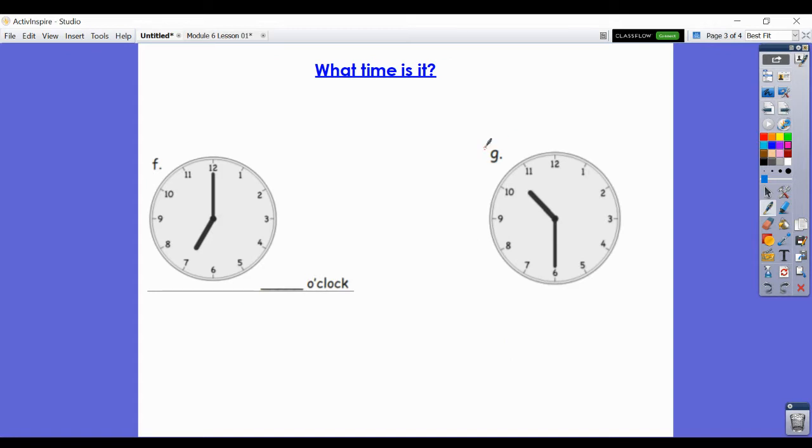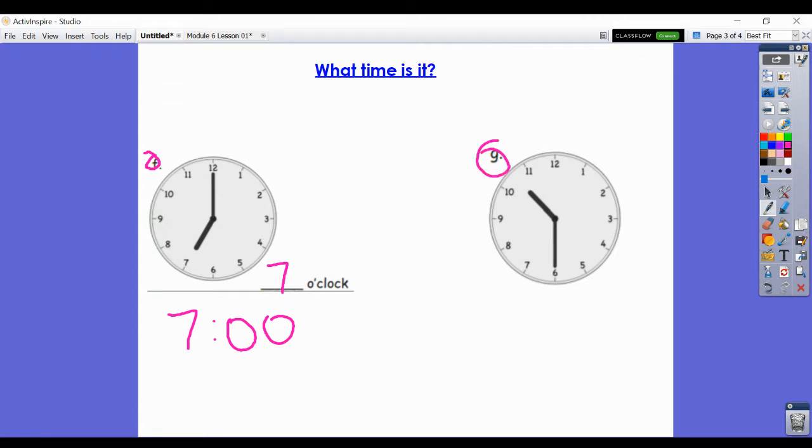So now, this one, it says what time is it? So for F, we need to look at our short hour hand. Where's our short hour hand pointing to? Our short hour hand is pointing to 7. So our hour is 7. Then our long minute hand is pointing to 12. So that means that no minutes have passed. So it is 0, 0. It is 7 o'clock. So these are 2 ways that you can write 7 o'clock.